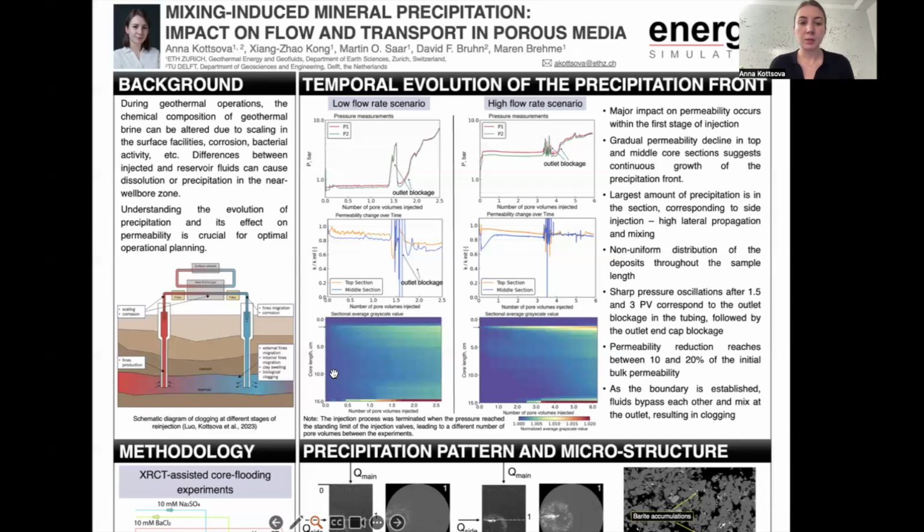Here I present them in the form of average grayscale value, in 4 different sections along the core depth, and their change in this value over time over the injection of fluids. Here, by the increase of the signal, which to us means the increase of the density, so deposition of barite in the system, we see the accumulation of deposits and also the propagation of it through the depth. We see it in both experiments.